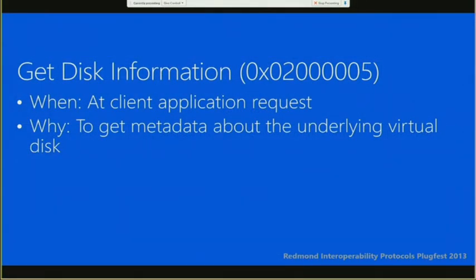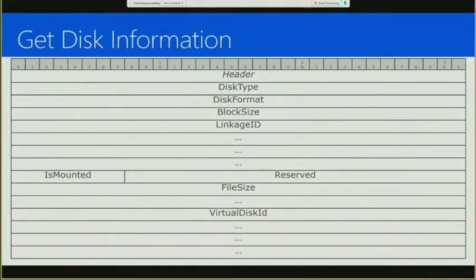OK, metadata about the disk. The disk, the virtual disk file, can have more metadata about it than what we just get in the starting. And this happens at client request. So for example, if you call get VHD, or you right-click on a shared virtual disk and say inspect this disk, the size of the disk on the file and so on, that's all handled through this tunneled command. And what that looks like, I didn't do a good job shading this one. I'm sorry. The header gets sent down. And then as a response, the disk type, format, block size, and so on gets sent back.